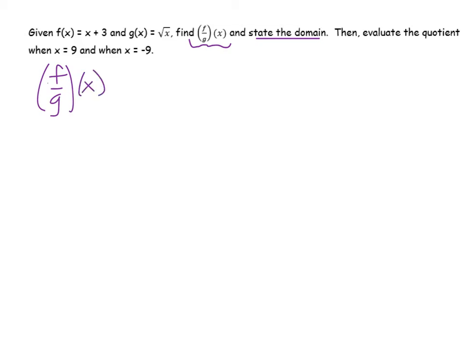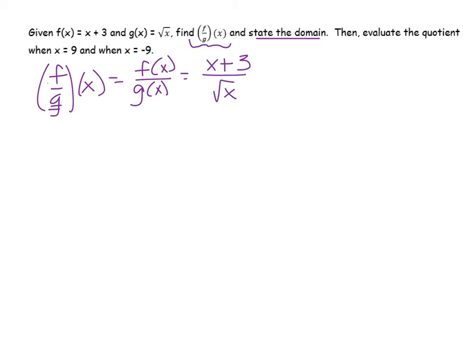We've done addition, subtraction, multiplication, and now we'll do division. Like subtraction, order matters. So whatever function is in the numerator stays in the numerator, and whatever function is in the denominator goes in the denominator. If we write it out just as is, we get x plus 3 divided by the square root of x.